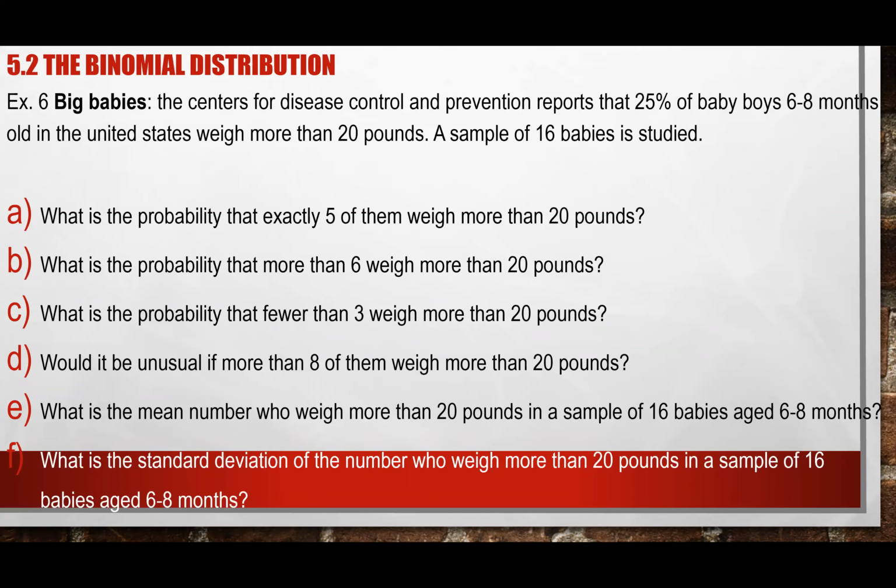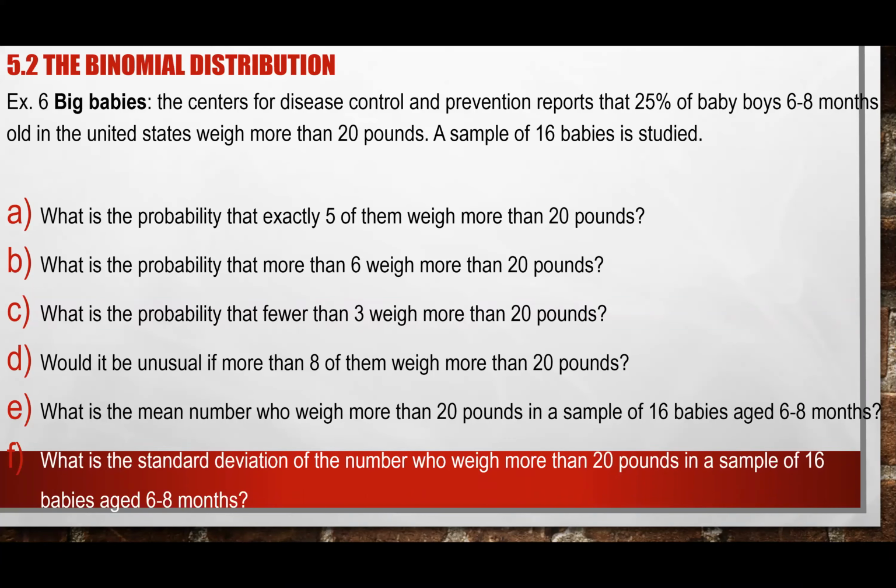I just took this question from the book, and the title is Big Babies. The Centers for Disease Control and Prevention, CDC, report that 25% of baby boys between the ages of 6 to 8 months old in the United States weigh more than 20 pounds. A sample of 16 babies is chosen, right? So again, 6 to 8, that's just a category, the category of the age. So we don't care about that number.